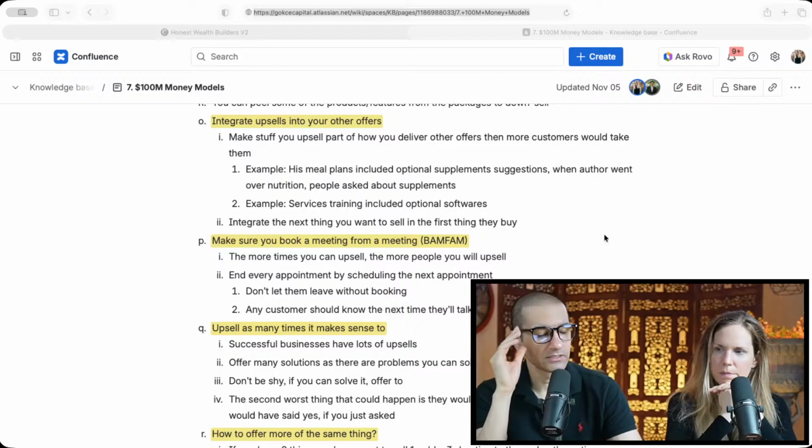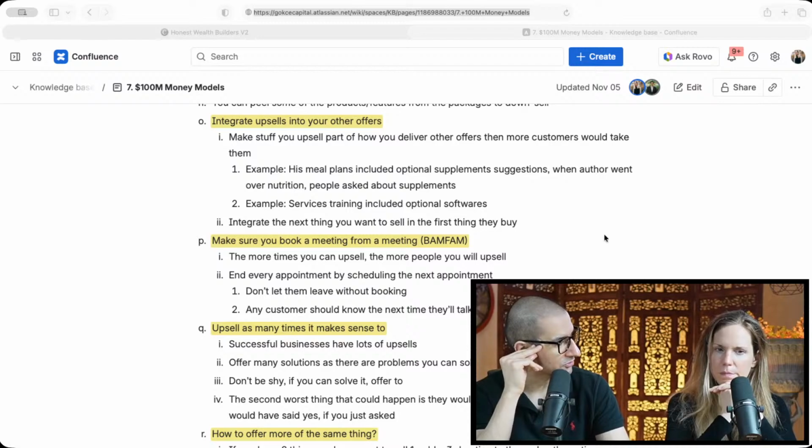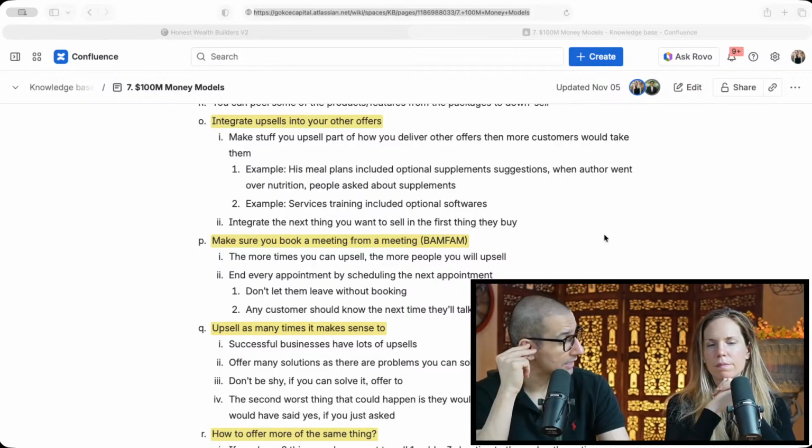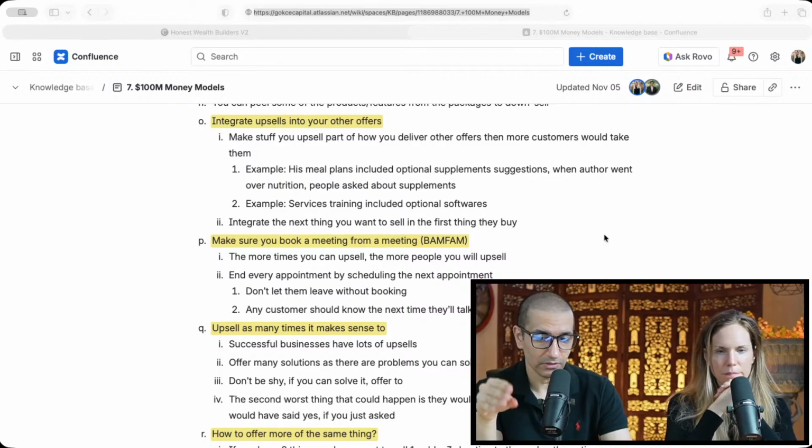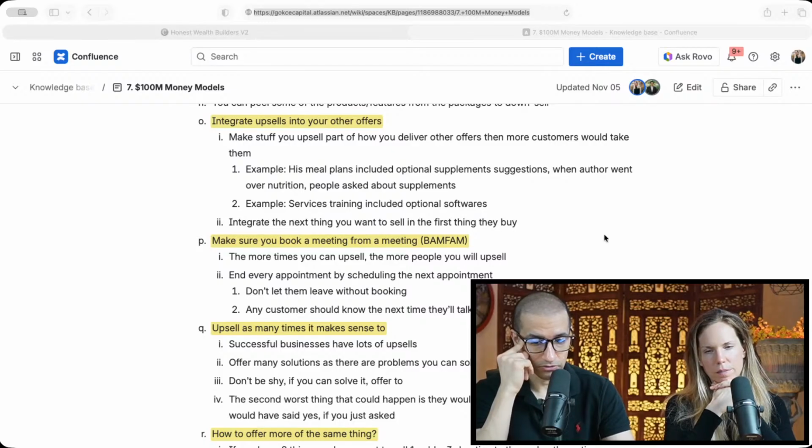Oh, I see what you're saying. So you say, this is a meal plan, and this is an optional creatine supplement that you should be taking. And then later, by the way, you want to buy creatine supplement. Right? I don't know how we'll apply this though. I think when we do the workshop, we'll have to do it one by one, all of these pointers. There's a lot to unpack.